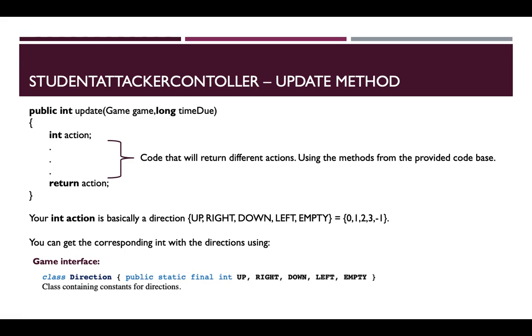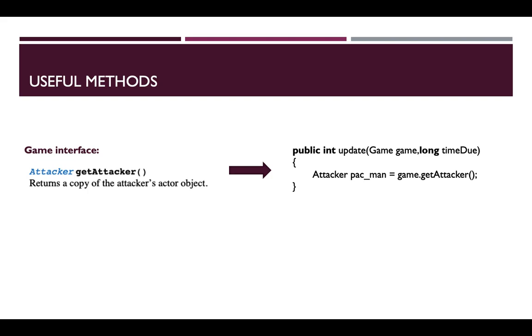Okay, so after we understand that, we're going to start going into more specific methods. The first one that I want to talk about is in the game interface, and it's called getAttacker. When we start talking about these methods, I want you to think, okay, what do I need in order to call this method? Since it's in the game interface and it's a non-static method, I need a game object in order to call getAttacker. Okay, I know that. And then what does this return? This returns an attacker's actor object, so an attacker object.